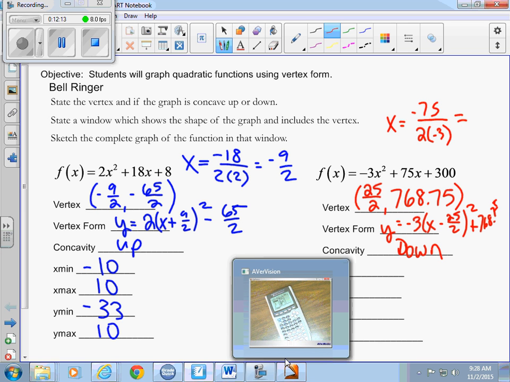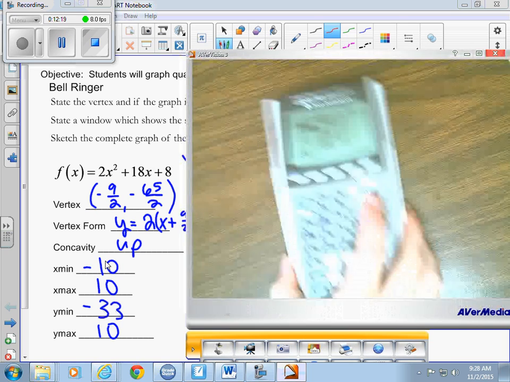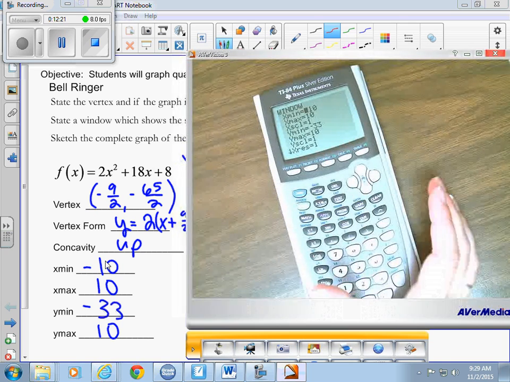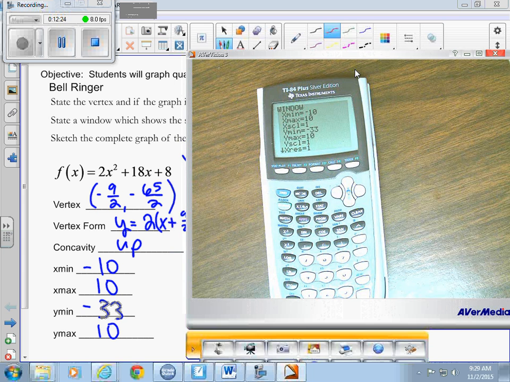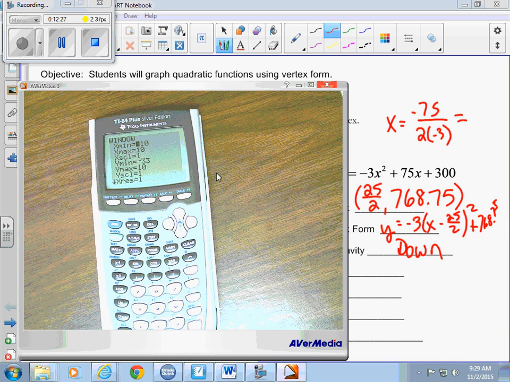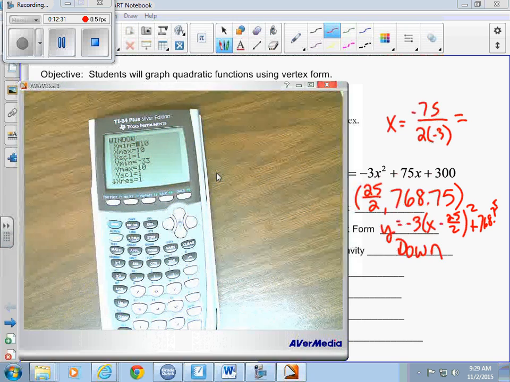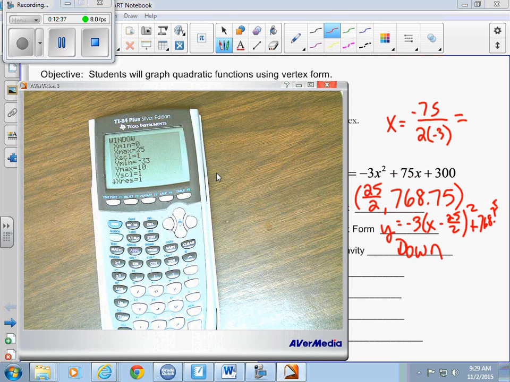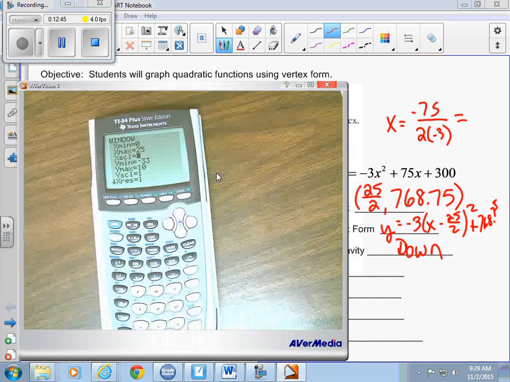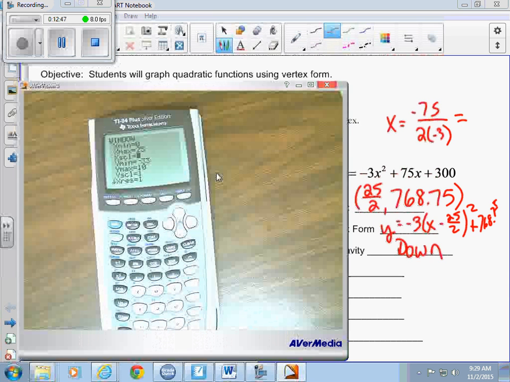So in my window, what was the x value of my vertex? 12 and a half. So probably no need to be all the way back at negative 10, right? So I'm going to go from 0 to 25. Someone tell me why I would go from 0 to 25. Doesn't have to be exactly that, but why is that a good fit? Where's 12 and a half? Right between 0 and 25, right?